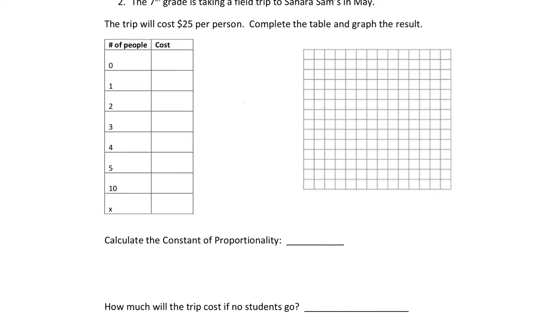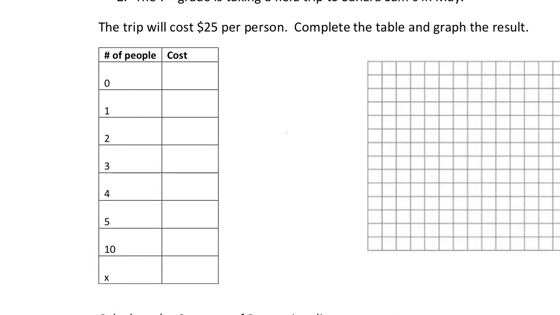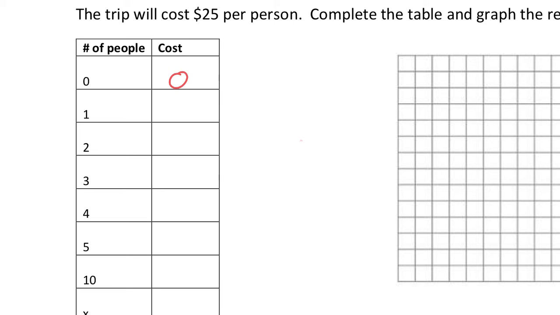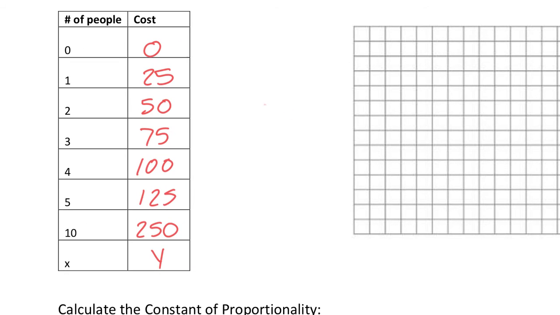So we need to fill out the chart if it's $25 per person and create a graph. Well, 0 people will cost us $0. 1 person will cost us 25. 3 people would be $75. 4 people would be 100. 5 students would be 125. Now be careful, it goes to 10, not to 6. 10 times 25 would be 250. And that's our y. So the number of people is the x, the cost is the y.